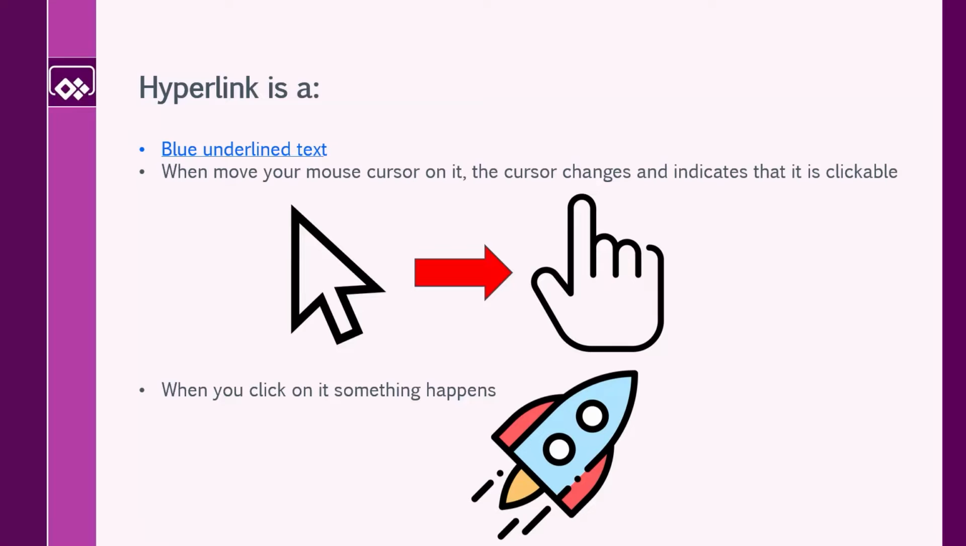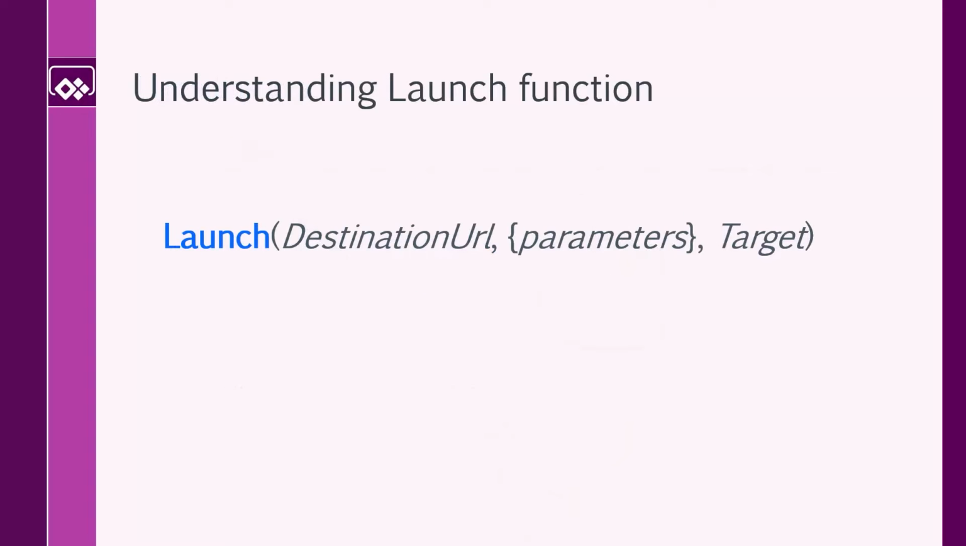And speaking about launching a new web page, let's see how Power Apps, first of all, can launch a new web page. So let's understand the function launch. Launch function accepts a destination URL. If that URL requires some parameters, it accepts parameters. And finally, the target, whether you want to open it in the same browser screen so it replaces your app, or you want it to open a new browser tab or a new browser instance to show the target page. Let's start with the launch and see how it works.